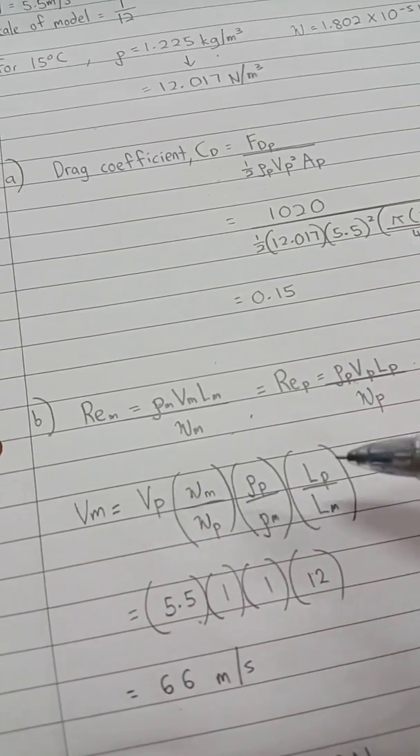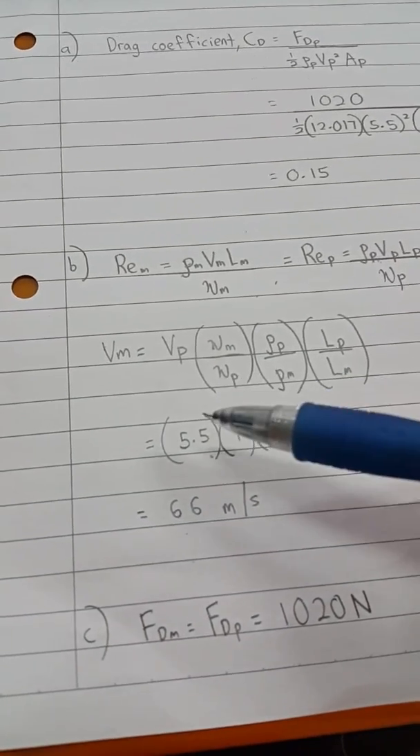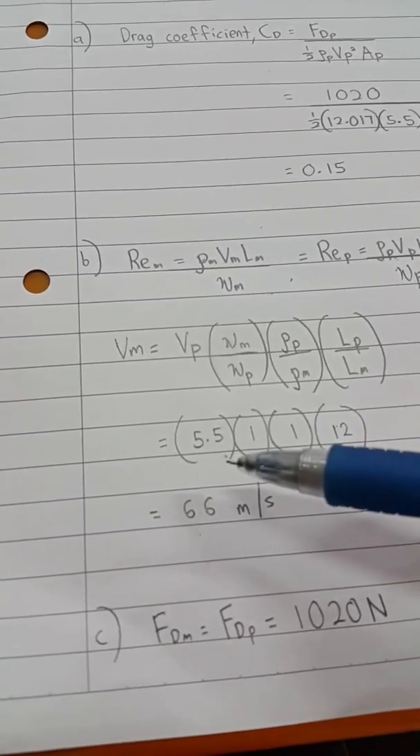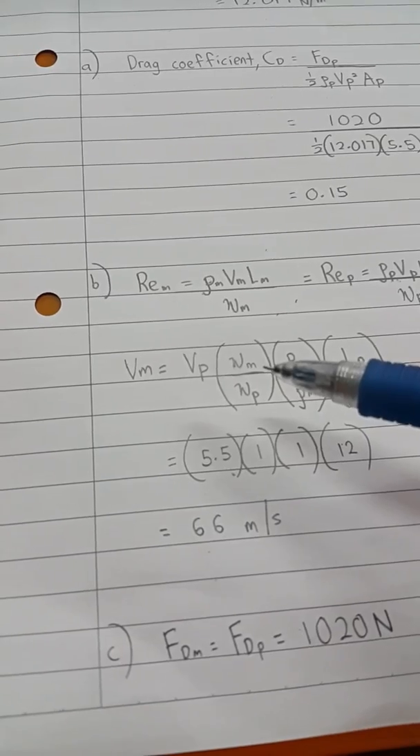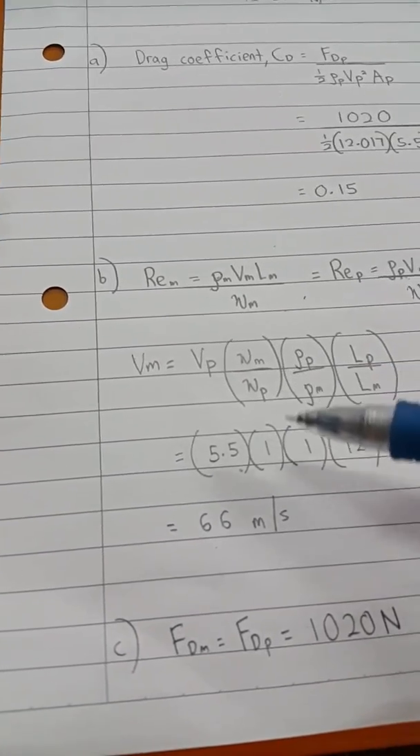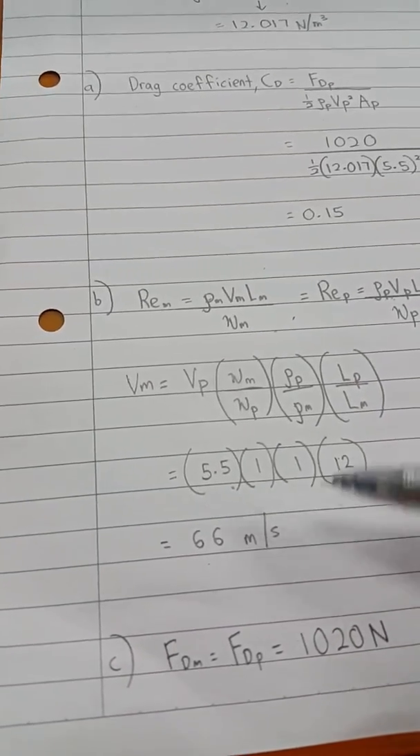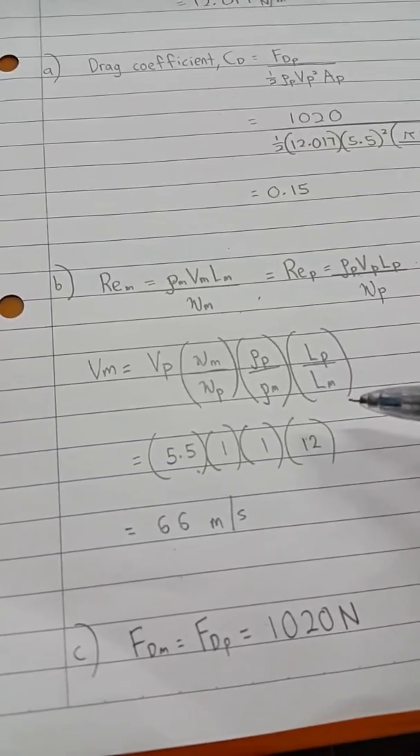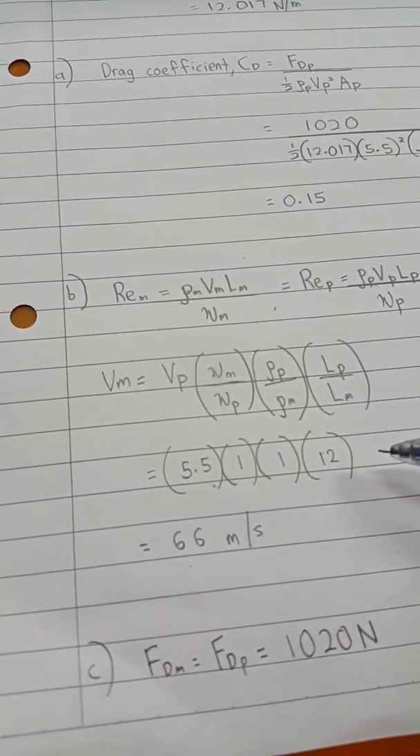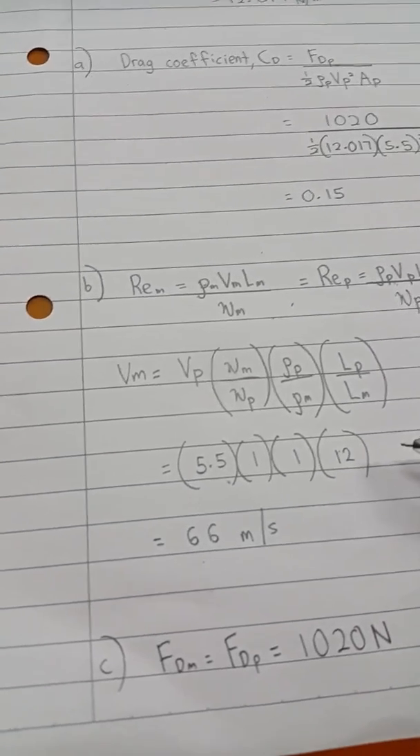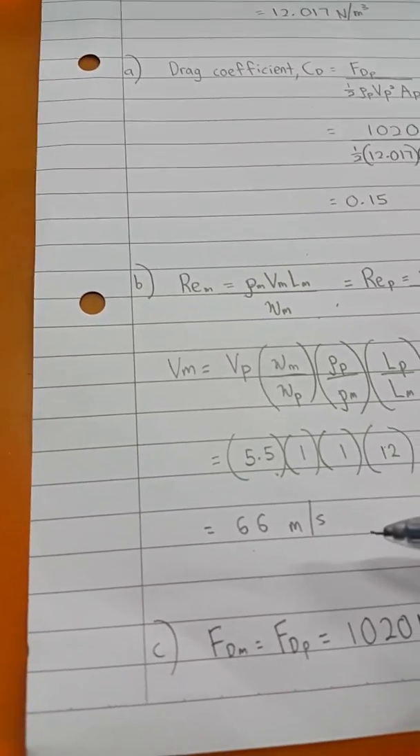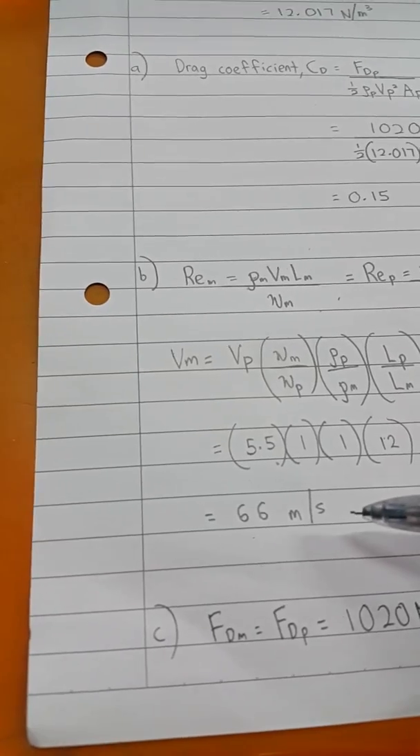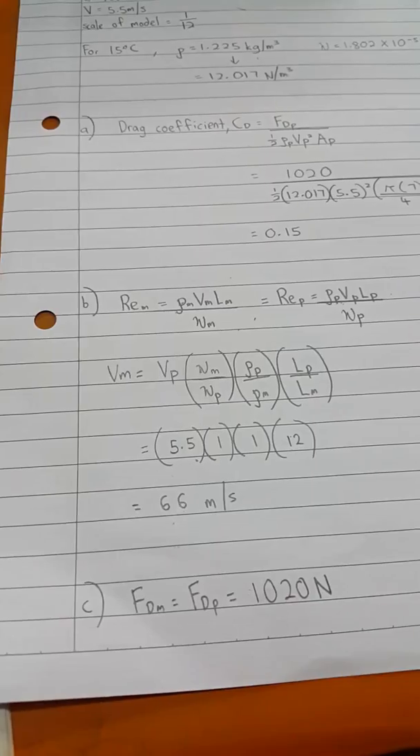So we'll have this equation, and when we simplify, we'll have 5.5 times 1, because the dynamic viscosity for both model and prototype is the same, the density is the same, and LP over LM will be 12. This is the ratio, so we'll have 12, and when we multiply these, we find the wind tunnel speed equals 66 meters per second.